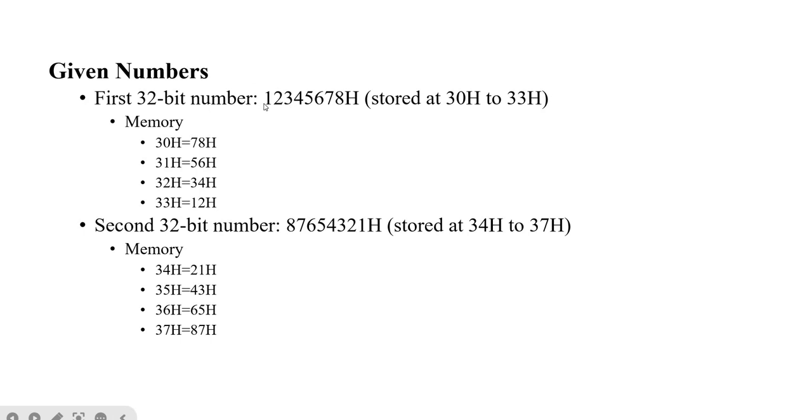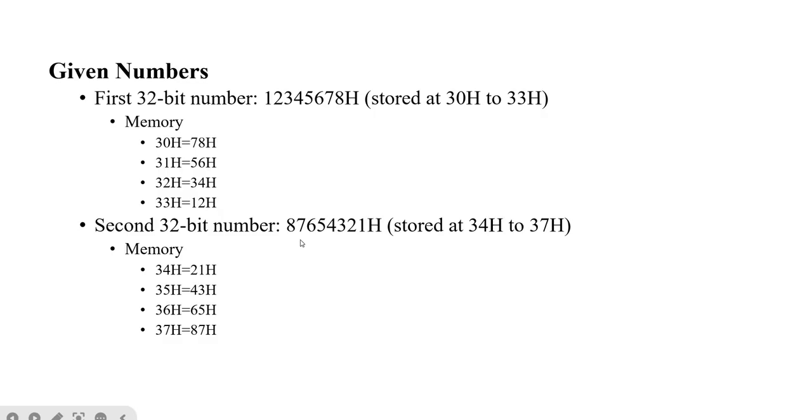So here the most significant byte, that is 12, is stored in the 33H location. Then the next byte, 34, is stored in the 32H location. 56, the next byte, is stored in the 31H location, and the least significant byte is stored at the 30H location. So there are a total of 4 bytes in a 32-bit number. As you have seen in 16-bit addition, there were 2 bytes in each 16-bit number. Here there will be 4 bytes in a 32-bit number.